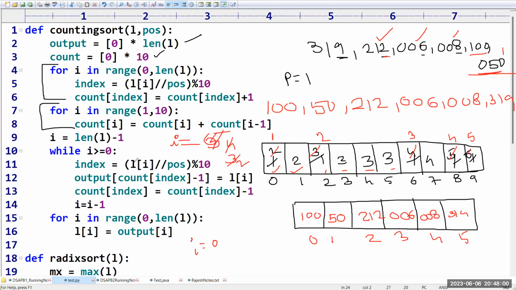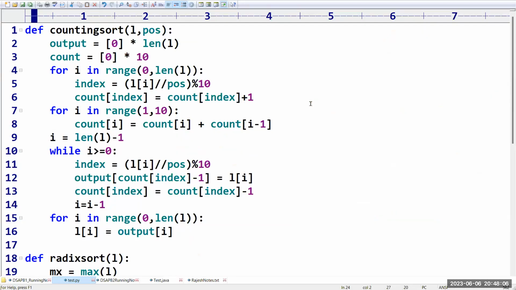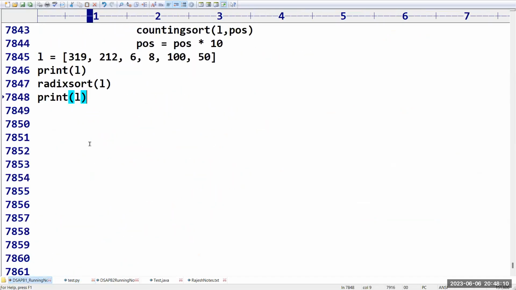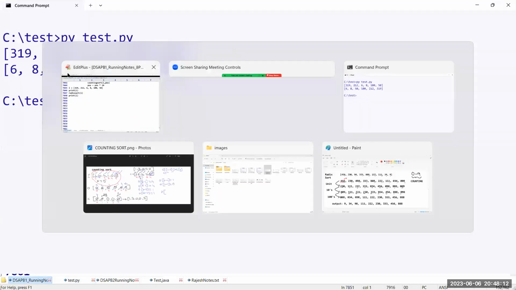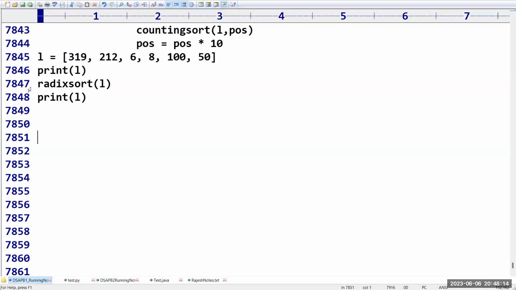Right. This is nothing but what we have for the radix sort algorithm. Okay, I think the code is executed successfully, right? This is nothing but what we have. So anyway, the remaining things I'm going to cover tomorrow.